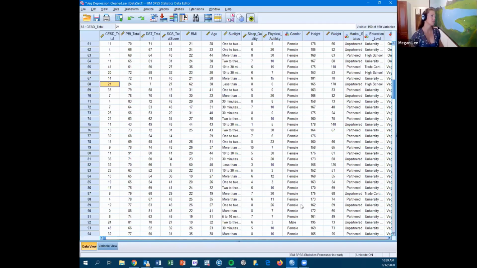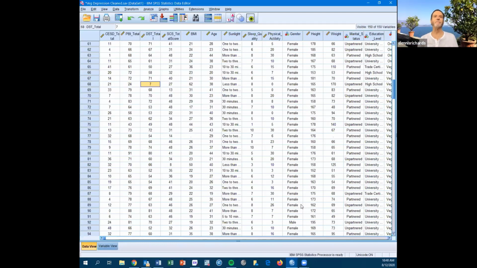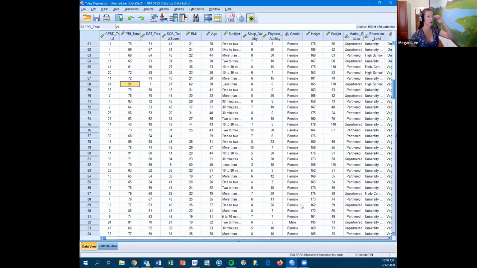But her CESD total score, 0 to 60, is only 21, so she's quite low on depression. Even her diet quality, when we changed it over to plant-based, so we weren't disadvantaging the vegans and vegetarians, is still 24. That's still low. She only gets a 7 on the normal one because she's a vegetarian, but still on the PBI, she's still quite low. Very, very interesting.